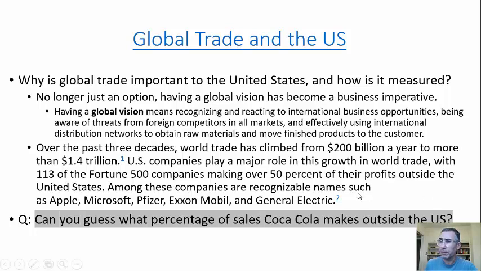So I hope I'm not going too fast. Please pause if you need to. Let's see, can you guess what percentage of sales Coca-Cola makes outside the US? So maybe hit pause for a second, just think about it. And then when you come back, you'll have your answer.